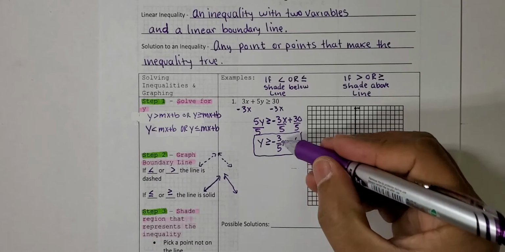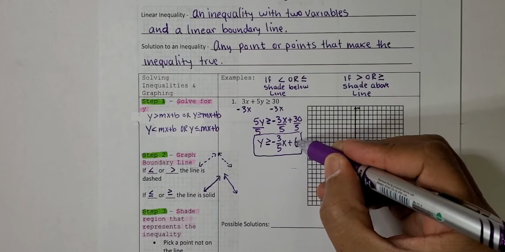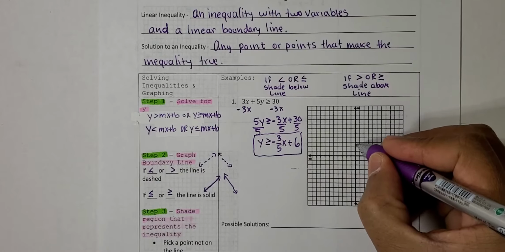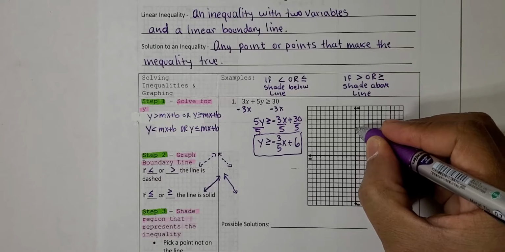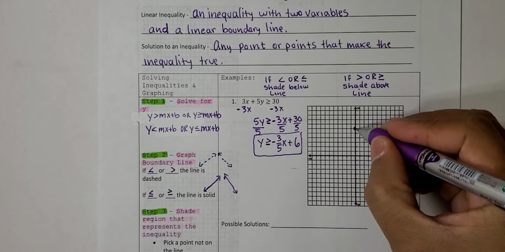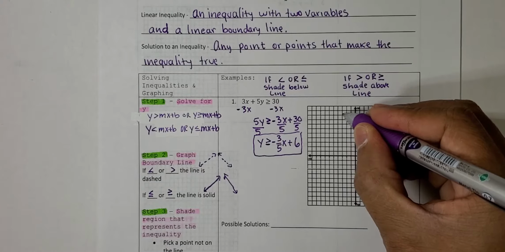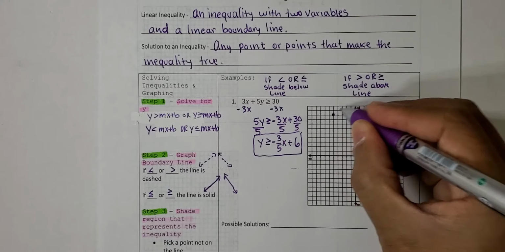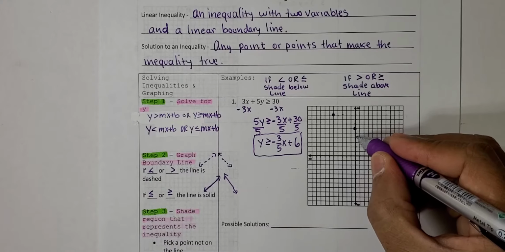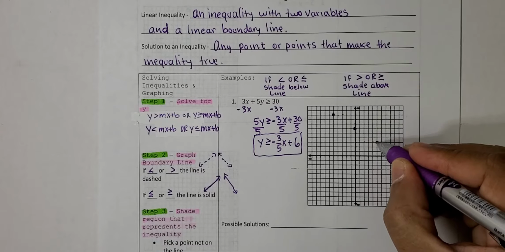I see that this line is going to have a negative slope, and I also see that the y-intercept is at 6. So I'm going to plot the y-intercept first. This is 1, 2, 3, 4, 5, 6. And then it has a rise of 3 and a run of 5. So I'm going up 1, 2, 3, and then to the left 1, 2, 3, 4, and 5. I'm going to get one more point from the y-intercept here. I'm going to go down 3, 1, 2, 3, and 1, 2, 3, 4, and 5.